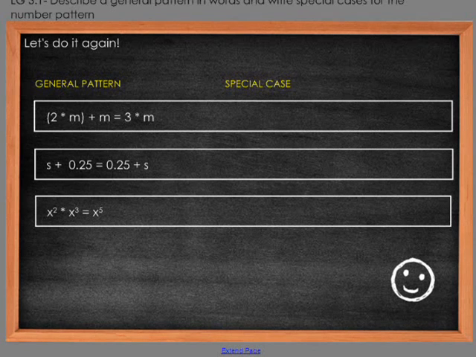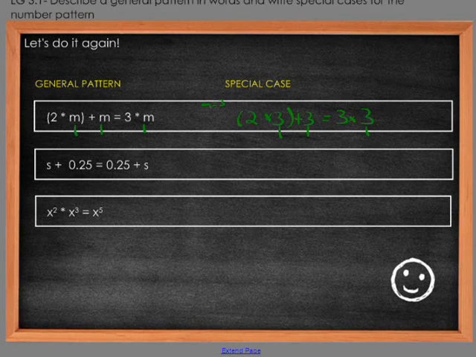Okay, let's do the first one. The first one, I have 2 times m plus m equals 3 times m. My special case for this is, first I want to determine what I'm going to pick as m, and I am going to pick 3. And so I am going to say 2 times 3 plus 3 equals 3 times 3. Now to check to see if I did it right, I find all of the m's. And in this case, they were here, here, and here, and I substituted my 3. So this would be an example of a special case.